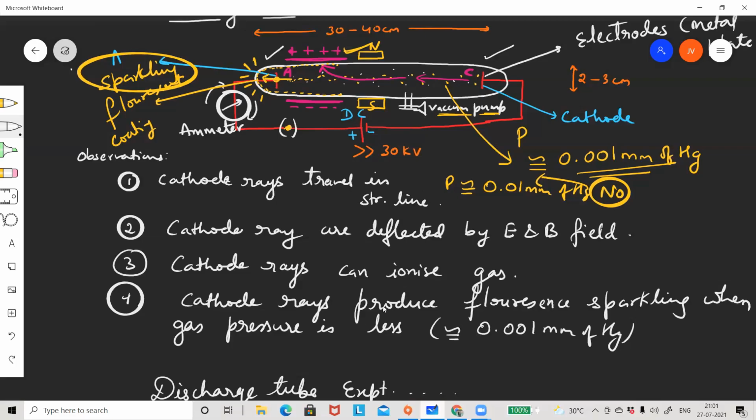That's what a discharge tube is, and those are the properties of cathode rays. Beyond this, any other point you see in the textbook, you can just tell me, I'll explain. These are the basic properties. You can remember here.